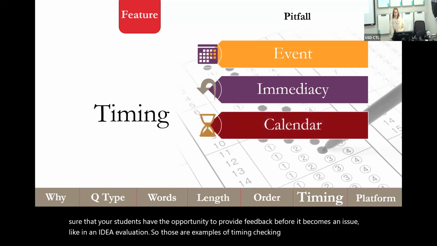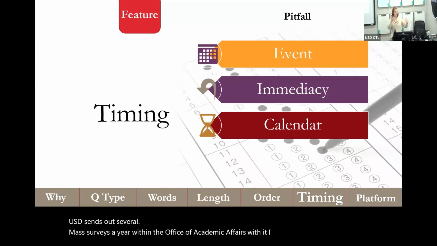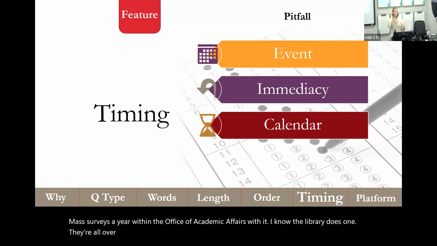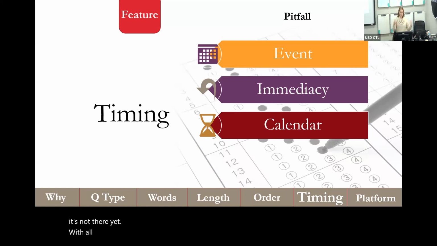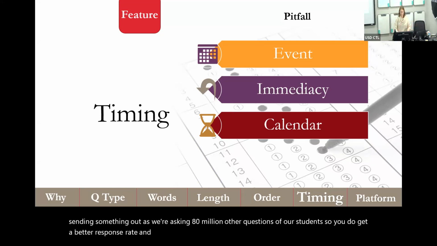Checking the calendar. USD sends out several mass surveys a year within the Office of Academic Affairs. I know the library does one. They're all over the place. We have an internal calendar. It's supposed to be on the portal, but it's not there yet. With all of these big surveys that are going out, plan around that so that you're not sending something out as we're asking 80 million other questions of our students. So you do get a better response rate and people more willing to take your survey.